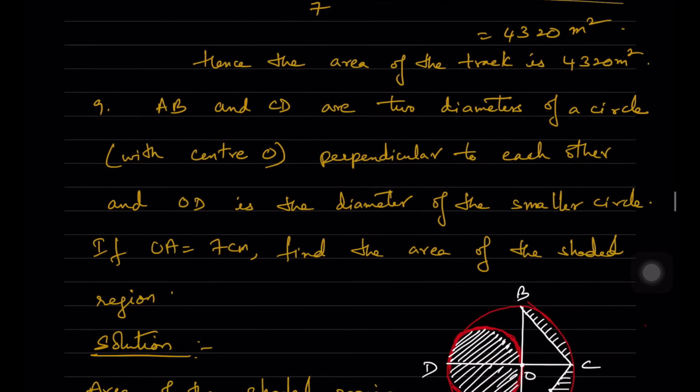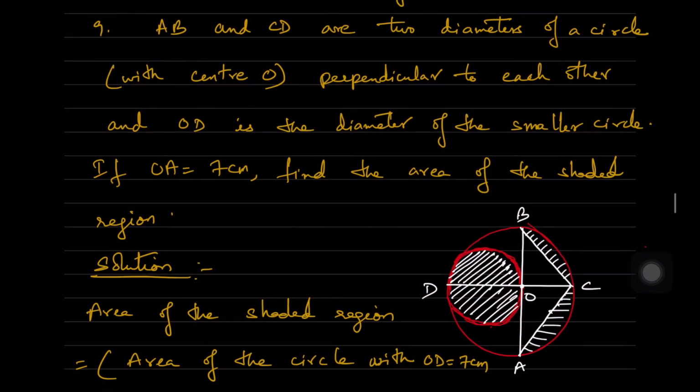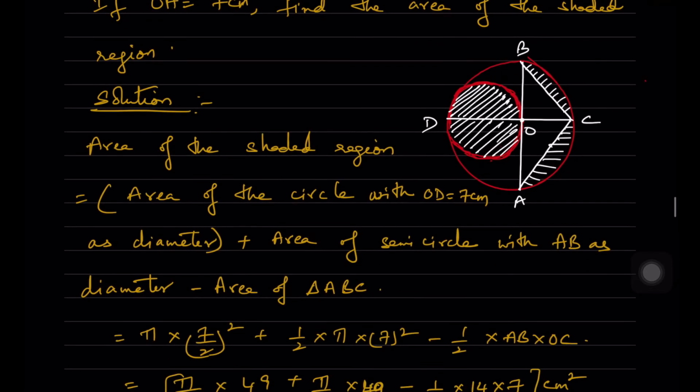Now the next, 9th one: AB and CD are two diameters of a circle with center O, perpendicular to each other, and OD is the diameter of the smaller circle. If OA is equal to 7 centimeters, find the area of the shaded region. So the radius of the bigger circle is OA, which is 7 centimeters, and it's given that the diameter OD is also 7 centimeters. So what is the area of the shaded region?